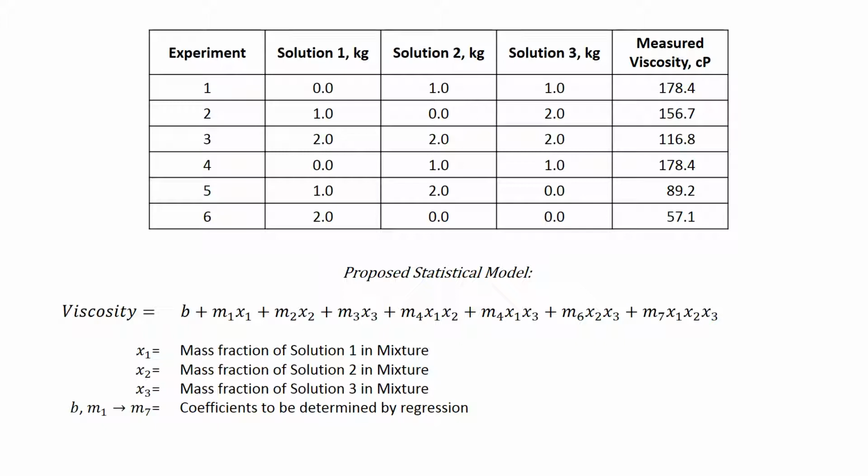I chose mass fraction rather than the mass because viscosity is an intrinsic function of the solution. It doesn't matter how much solution you have, the viscosity of a small amount of solution would be the same as a larger amount of solution. So we want to look at it on a mass fraction basis instead of a total mass. And then we'll use some statistics to help us determine those coefficients B and M1 through M7. This will allow us to come up with a model that we can test against the data and see if it's a useful model.